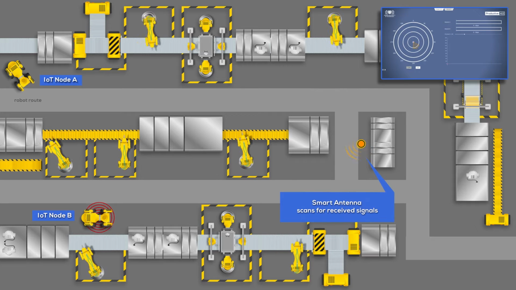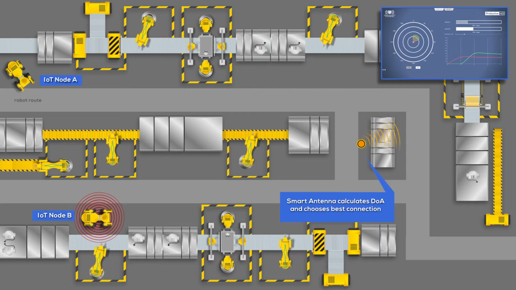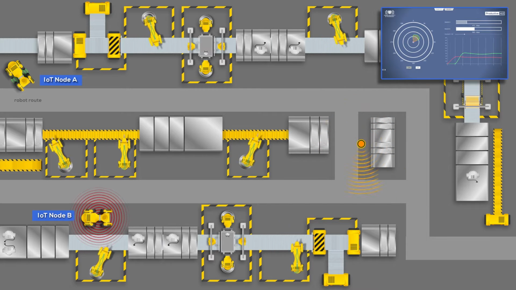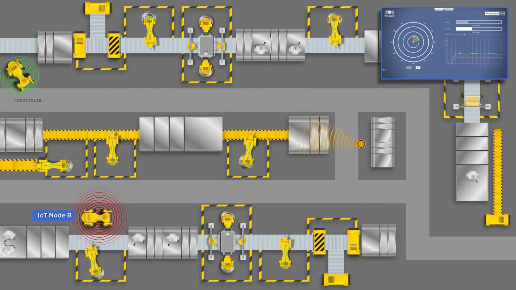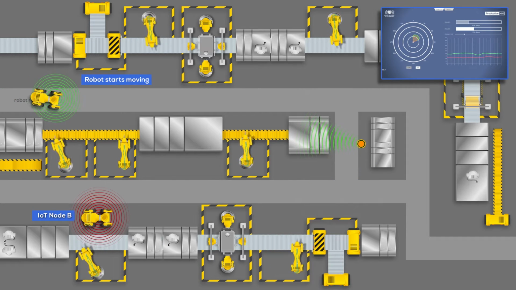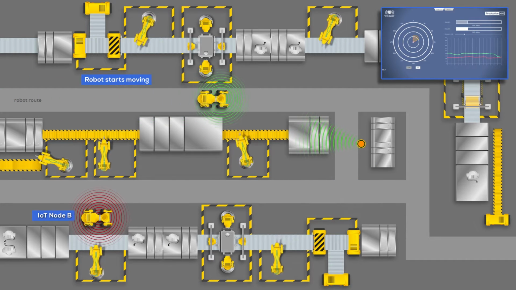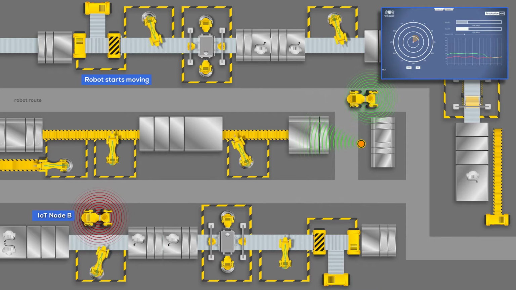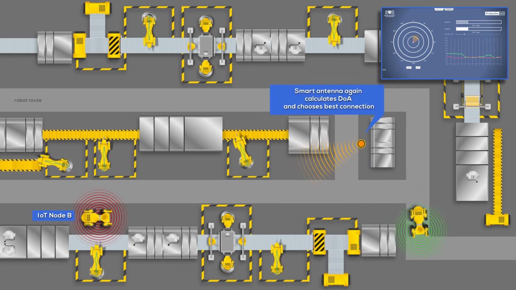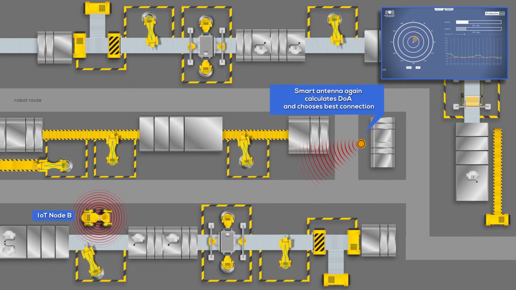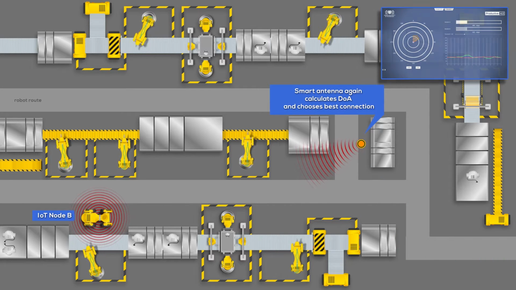Firstly, the smart antenna scans for signals received from IoT nodes mounted on robots, calculates the direction of arrival, and chooses node A based on achieved data throughput. As the robot moves, a drop in communication quality is observed. Smart antenna decides to restart the scanning procedure. As a result of link measurements, connection with the second robot is established as the best solution.